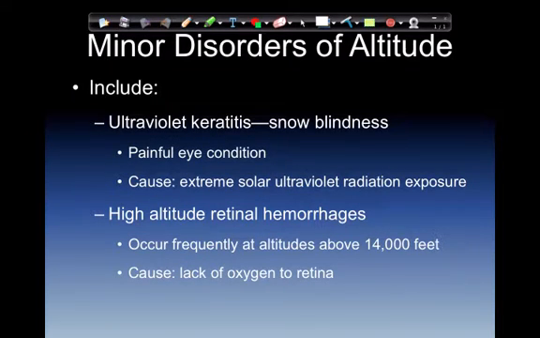Minor disorders of altitude: ultraviolet keratitis, or snow blindness, is a painful eye condition. The cause is extreme solar ultraviolet radiation exposure. It typically occurs from wearing no protection or inadequate eye protection in high glare conditions. High-altitude retinal hemorrhage occurs frequently at altitudes above 14,000 feet. The cause is the lack of oxygen to the retina. It rarely affects vision unless the hemorrhage is very large.